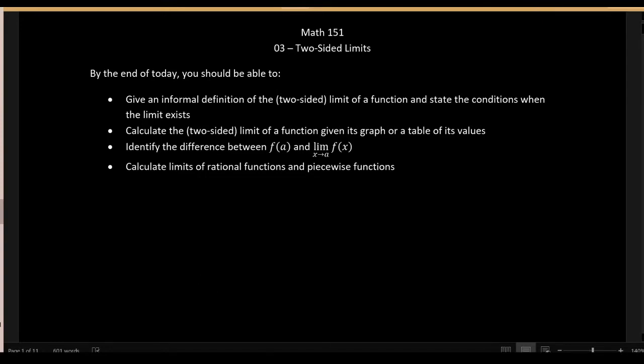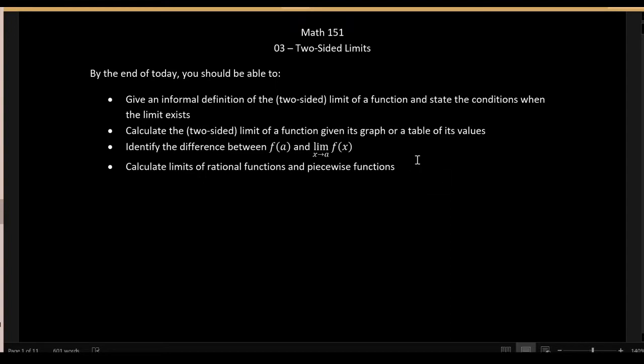Which is asking, what if we approach x equals a, not solely from the left side, and not just from the right side, but from both the left and the right side? We're going to give an informal definition of the two-sided limit and state the conditions under which that limit actually exists. We're going to go ahead and do some calculations of limits from graphs and tables.